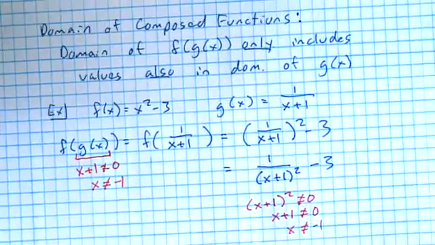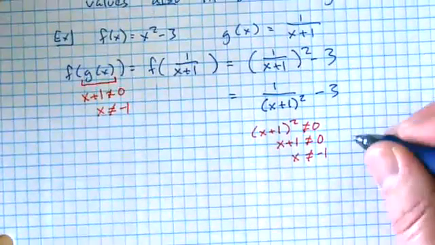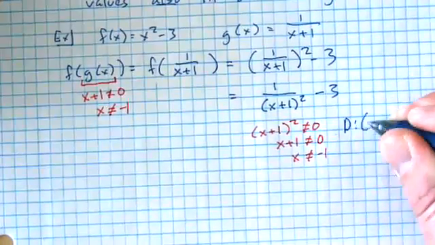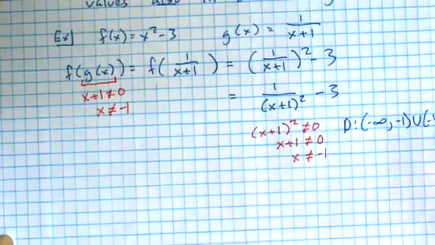Okay, so our final domain would be -infinity to -1 and -1 to infinity.